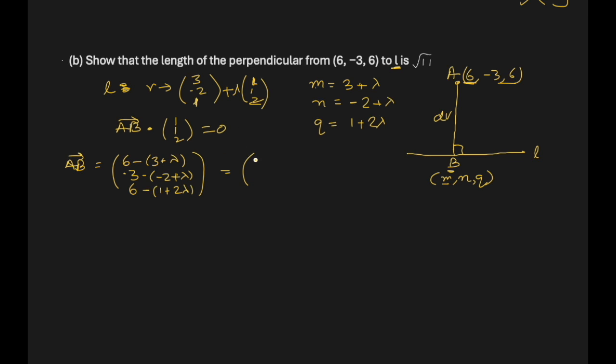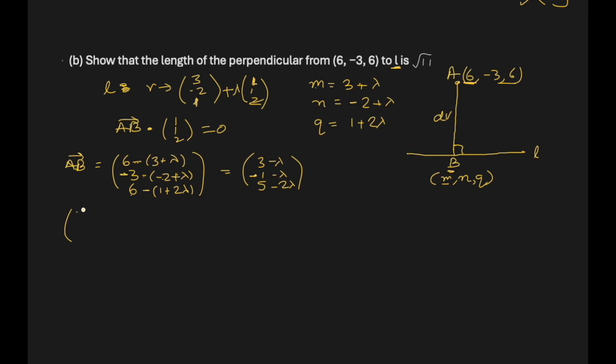So 6 minus 3 is 3, and minus lambda will make this minus lambda, this minus sign. This is minus 3, so minus 3 plus 2 will be minus 1, and minus plus minus lambda. Okay, 6 minus 1 is 5, and minus 2 lambda. This becomes vector AB, and now we have to find the dot product with 1, 1, 2.